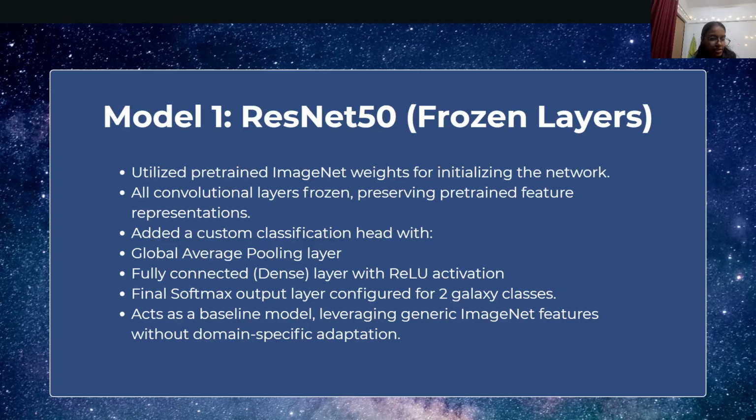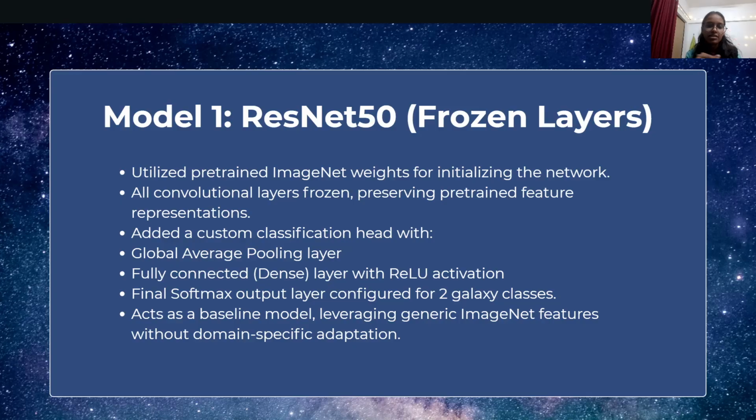So first is our first model, our ResNet50 with frozen layers. This is our baseline model. In this setup, we initialized a network with pre-trained ImageNet weights, meaning the convolutional layers already contain strong feature representations learned from millions of natural images. To preserve those powerful features, we froze all convolutional layers. This means that their weights were not updated during training.